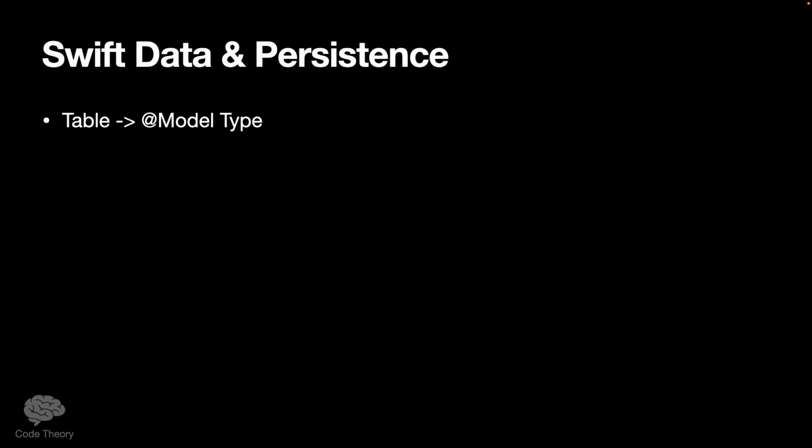Okay, so in Swift data, you define tables, you define your schema in code when you define your data types, right?